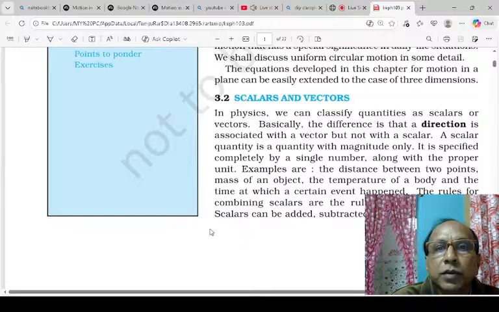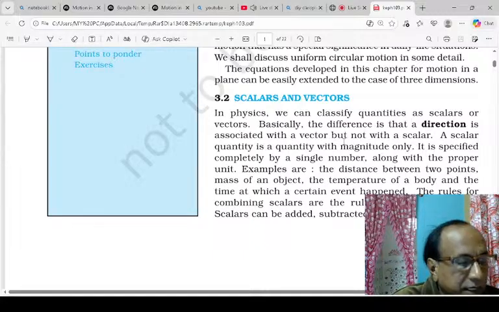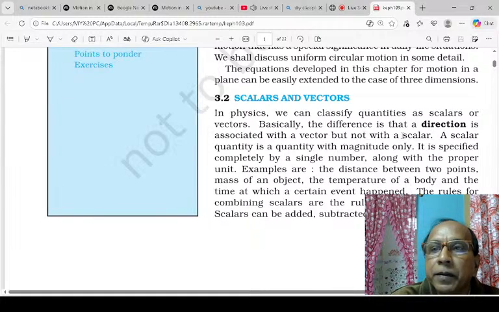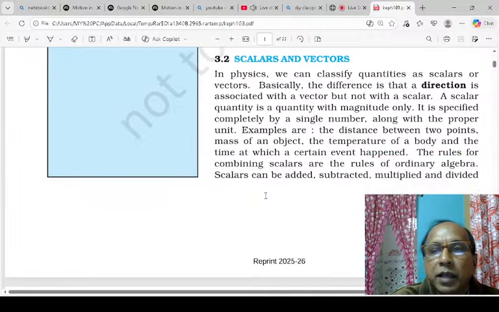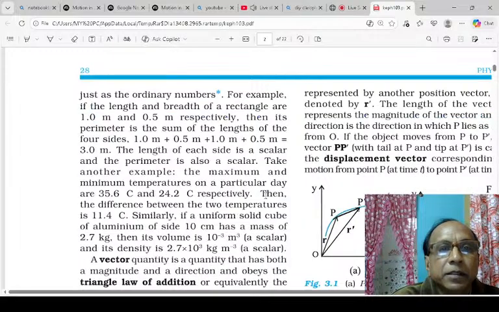Now we'll learn about scalars and vectors. In physics, we can classify quantities as scalars and vectors. Basically, the difference is that a direction is associated with a vector but not with a scalar. A scalar quantity is a quantity with magnitude only. It is specified completely by a single number along with the proper unit. Examples are the distance between two points, the mass of an object, the temperature of a body, and the time at which a certain event happened. The rules for combining scalars are the rules of ordinary algebra. Scalars can be added, subtracted, multiplied, and divided, just as ordinary numbers.